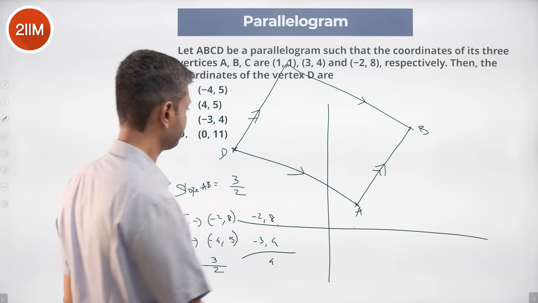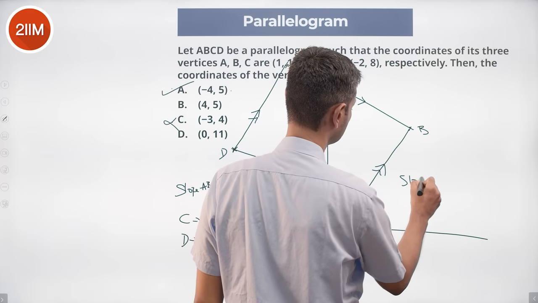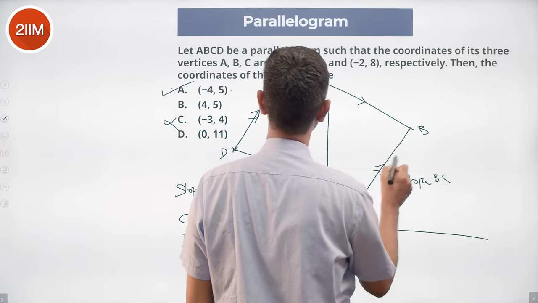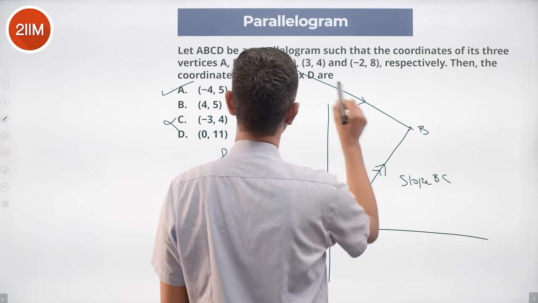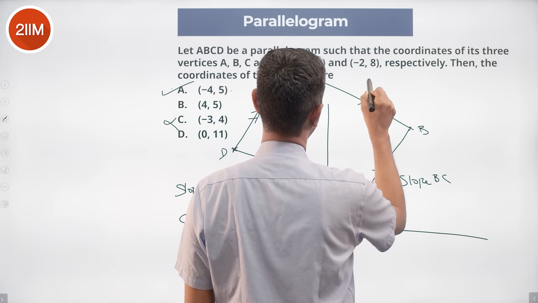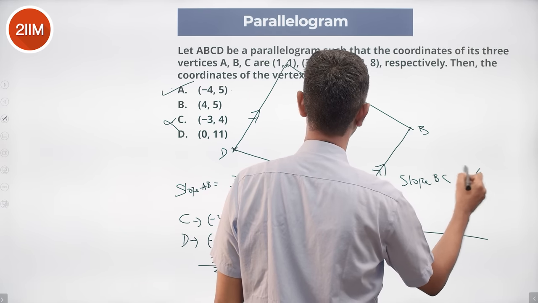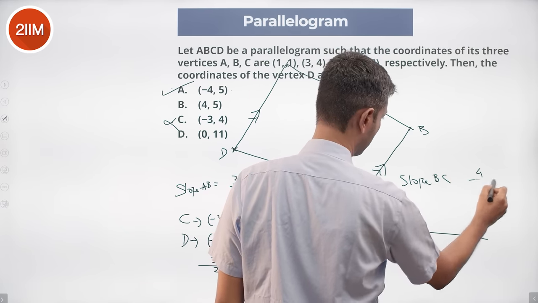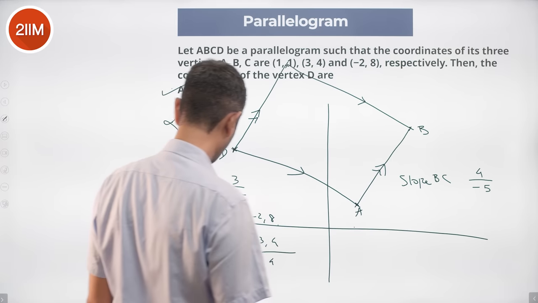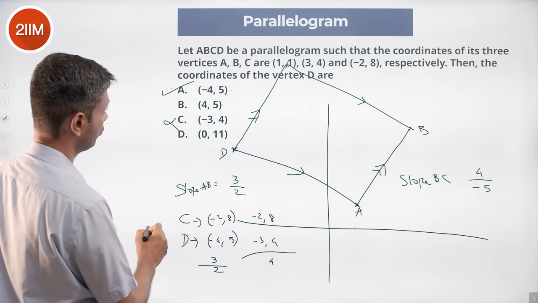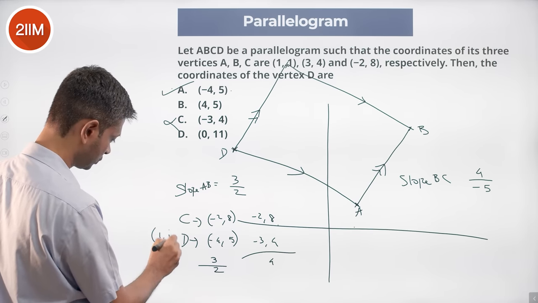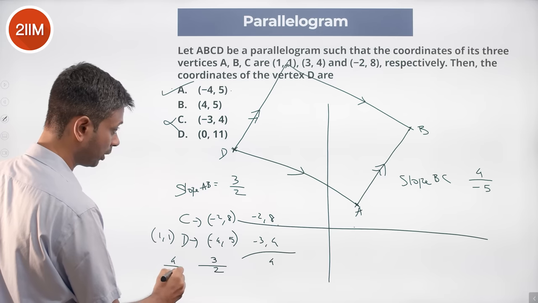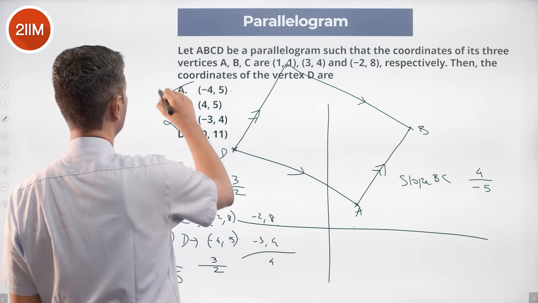Slope of BC. This slope, (3, 4) and (-2, 8): 8 minus 4 is 4, minus 2 minus 3 is minus 5. Slope of AD: (1, 1) and (-4, 5), 5 minus 1 is 4, so 4 by minus 5. Yep, that also works. This is the answer.